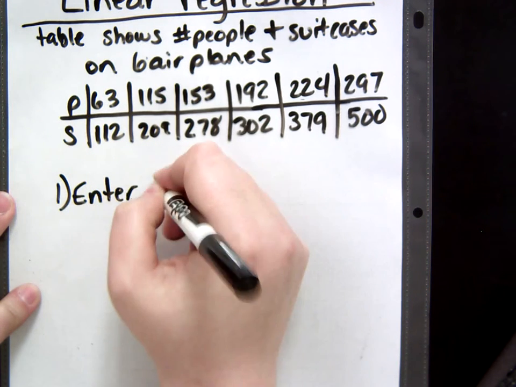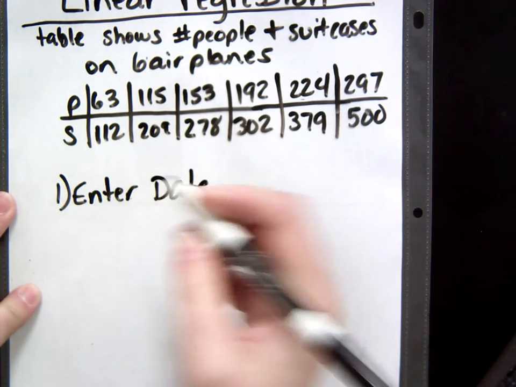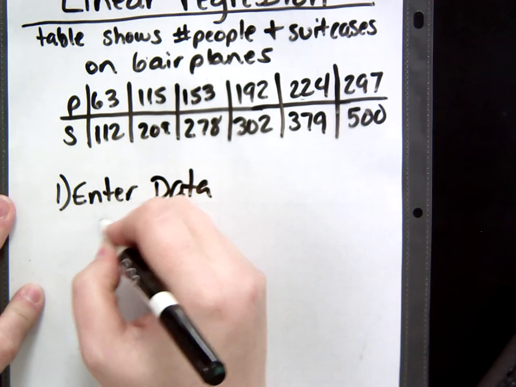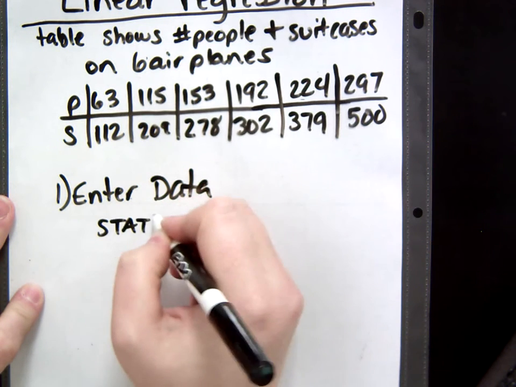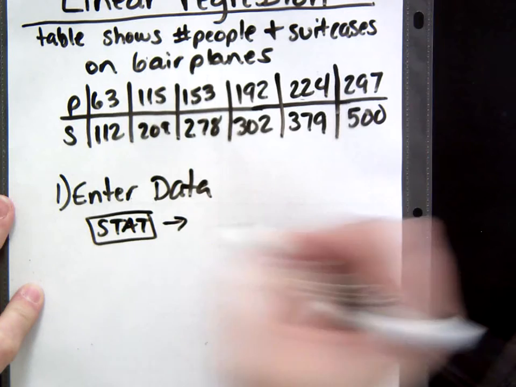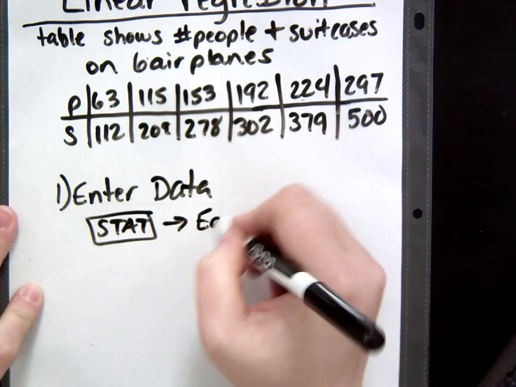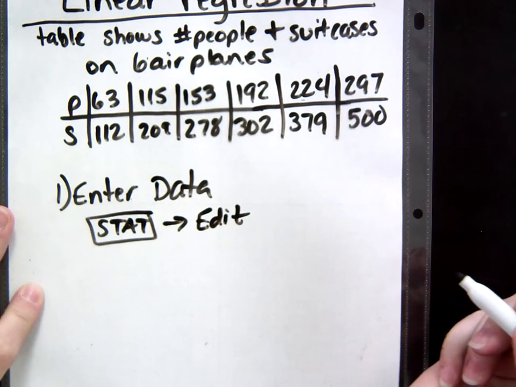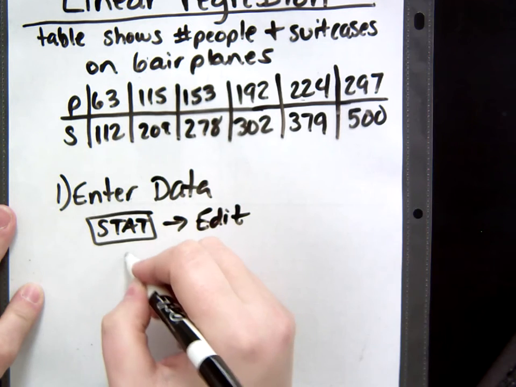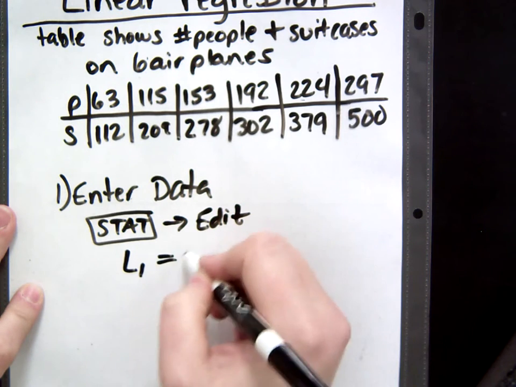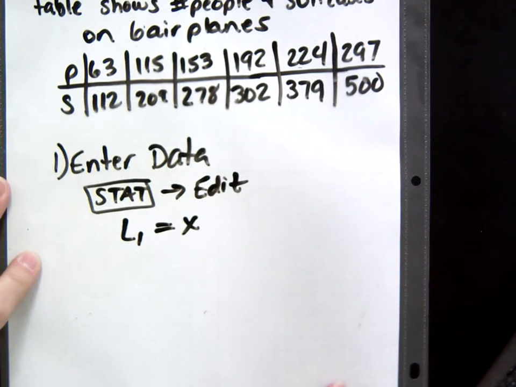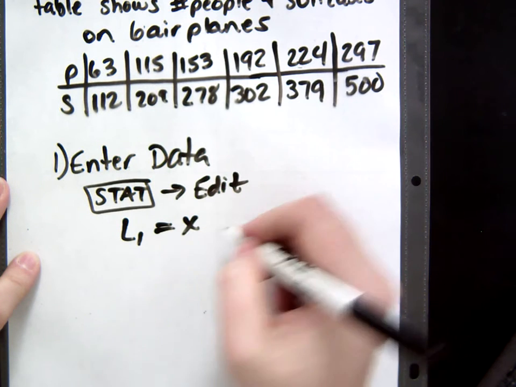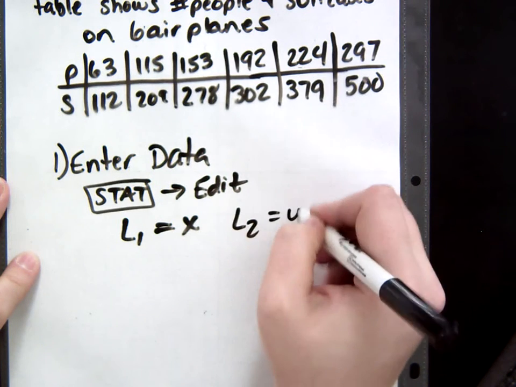Well, when you go to do a linear regression, the first thing you do is you have to enter your data. And the steps to do that is you go into Stat and then use the right arrow key to the Edit menu. In the Edit menu, you're going to see a table where you can put in your variables. And it'll be labeled L1, L2. L1 are your X's, L2 is your Y's.